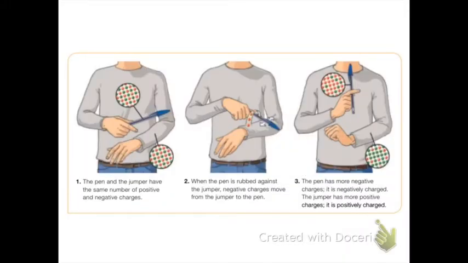Here, the pen and the jumper have the same number of positive and negative charges. But when the pen is rubbed against the jumper, negative charges move from the jumper to the pen. Now the pen has more negative charges. It is negatively charged. The jumper has more positive charges. It is positively charged.